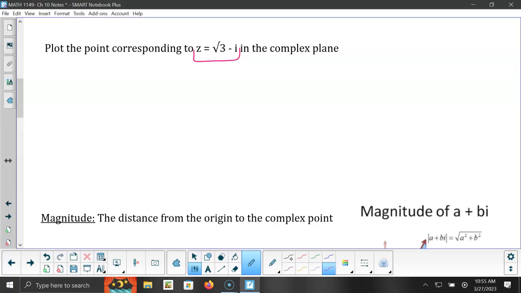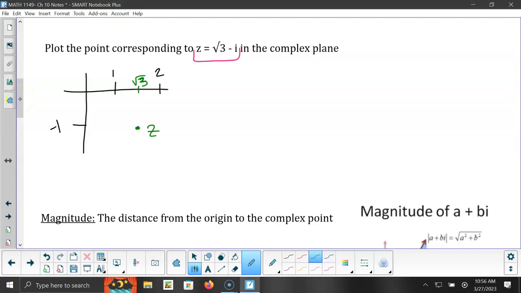All right, so if I'm graphing root 3 minus i, it's going to be down here in my 4th quadrant. And square root of 3 is somewhere between 1 and 2, right? Now, that minus i part is really saying minus 1i. So let's say this is square root of 3, and then this is negative 1. My point z would be right here. So far, so good. Easy enough.